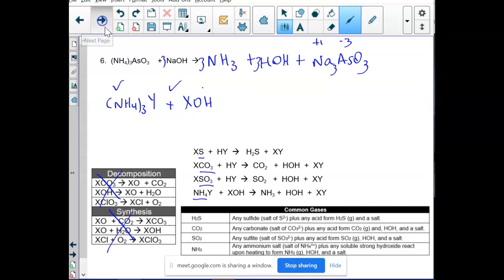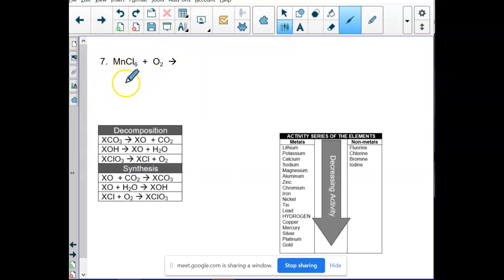Okay, number 7. For number 7, we have a compound plus an element, so it can't be a decomp. Notice I'm always starting in this space, right? Is it one of my synthesis? Well, I have to have something with an oxygen, so it's not that one. Something with an oxygen, it's not that one.